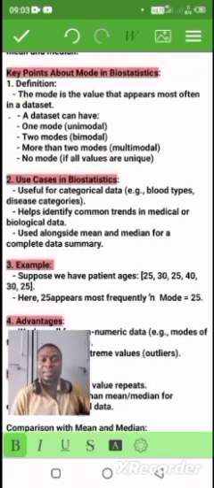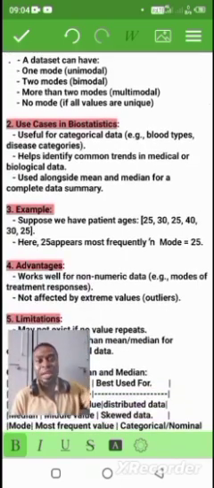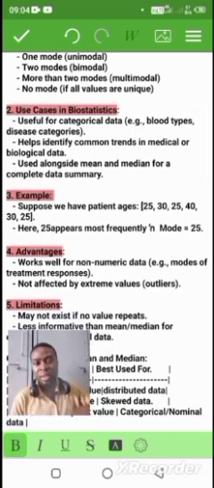So uses in biostatistics. From the medical point of view, it is used for grouping categorically, maybe blood types or disease categories, and it helps identify common trends in medical or biological data. It is used alongside mean and median for a complete data summary. I'm sure we know a little bit about mean and median.